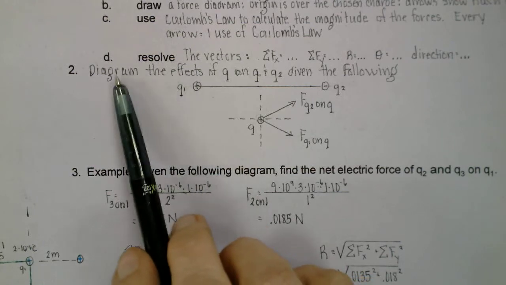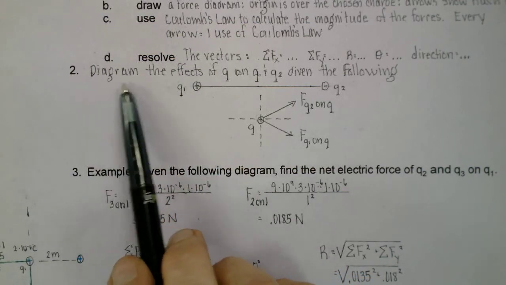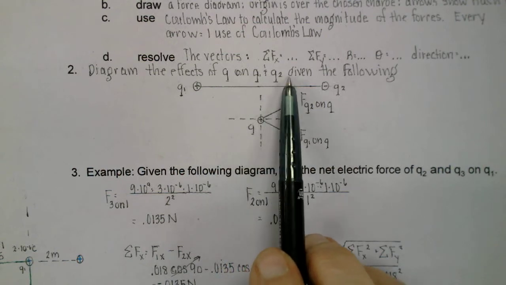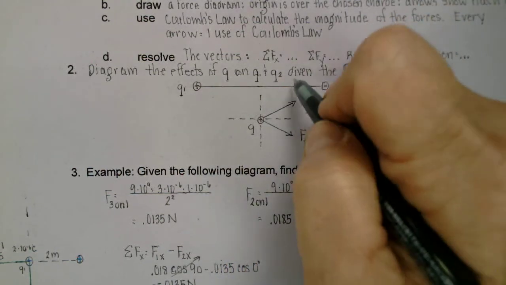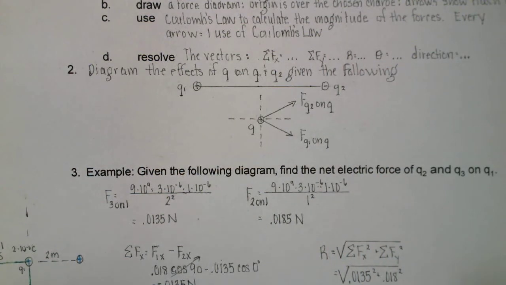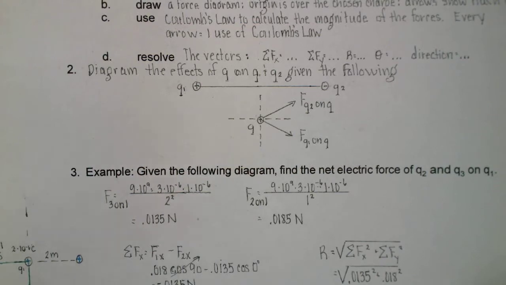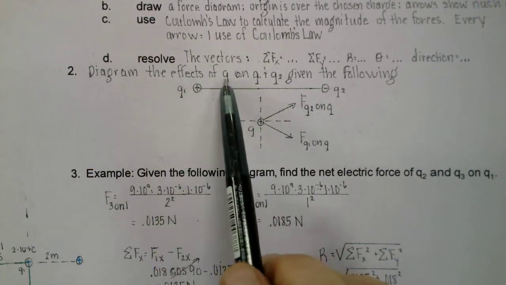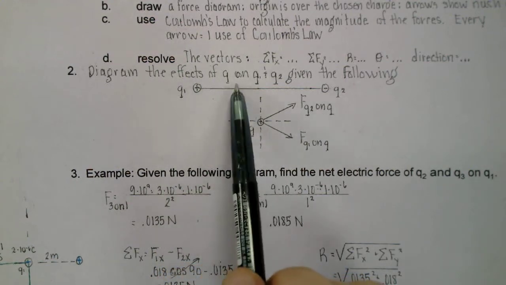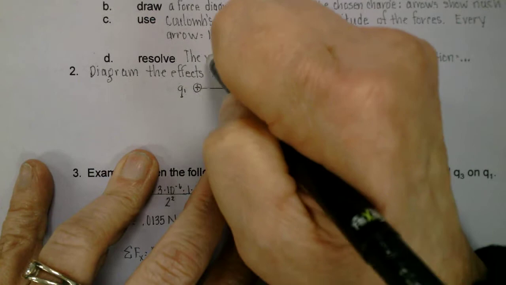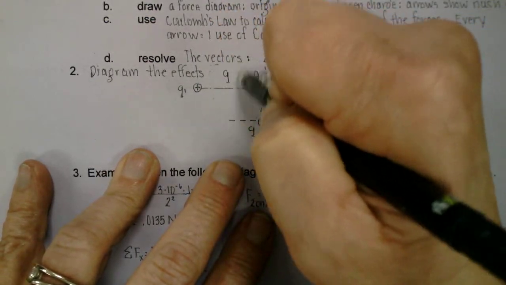All right, so in this case, number 2, diagram the effects of Q on Q1 and Q2 given the following. Now what's interesting about the wording for this is you ought to be able to tell from the wording which ones are stationary and which one is the one that's going to move. And it's actually this right here that tells you that. I want to know the effects on, I have that backwards. I actually worded that backwards.